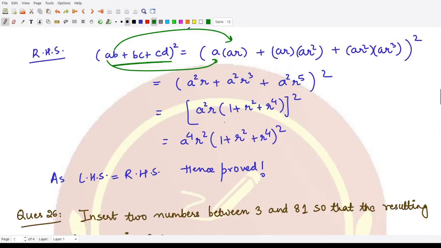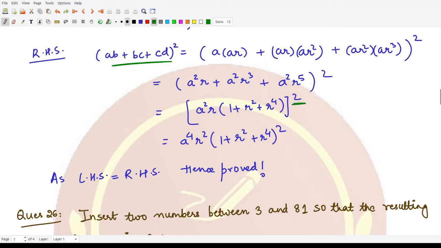Now solving the terms, what do we have? We have here A square R, right? Next we have A square R raised to power 3. Next we have A square R raised to power 5. Now from here you see we have A square appearing everywhere, so we can take it outside. And moreover, we have R as a common entity in all the three. So we can take it outside. So we are left with 1 here, R square here, and R raised to power 4 here.